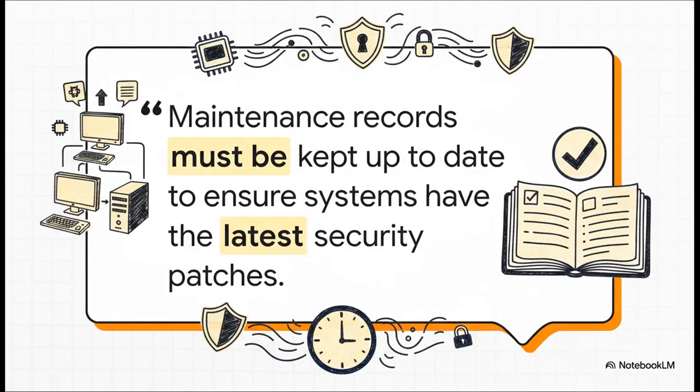Okay, but all this testing and patching, it's pretty much worthless if you don't have good records. You have to know exactly what hardware and software you're running on every single machine. Why? It's simple. You can't protect what you don't know you have. Keeping those records accurate and up to date is the only way your IT team can be sure they're getting the right patches to the right systems and fast.